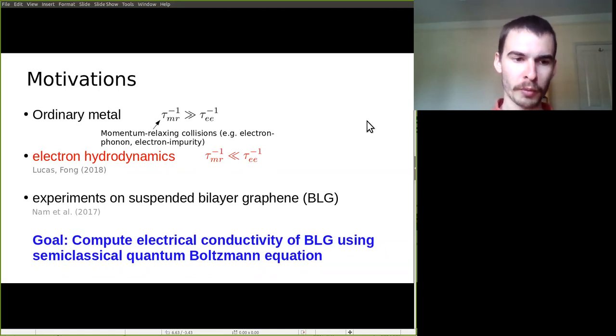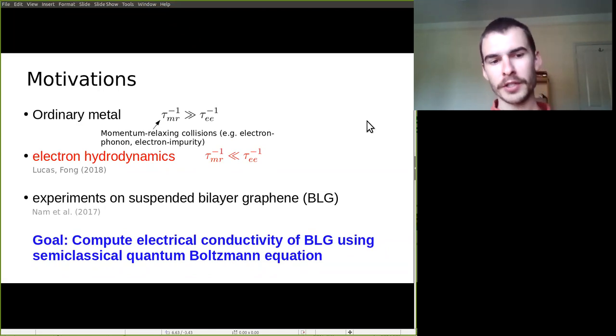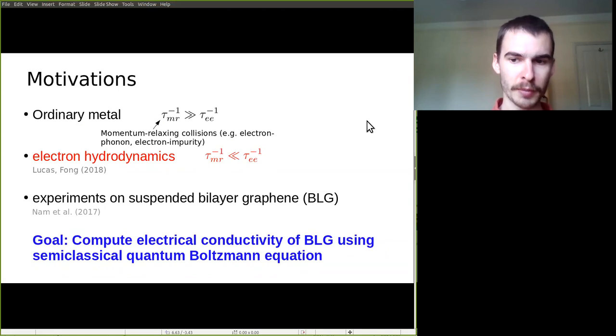And furthermore, we were inspired by some recent experiments on suspended bilayer graphene, and we were interested in understanding these experiments and seeing whether the experiments are in this hydrodynamic regime. And to do that, we're going to compute the electroconductivity of bilayer graphene using the semi-classical quantum Boltzmann equation and compare to these experimental results.